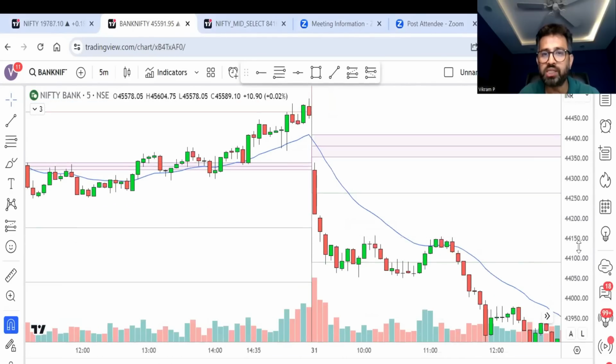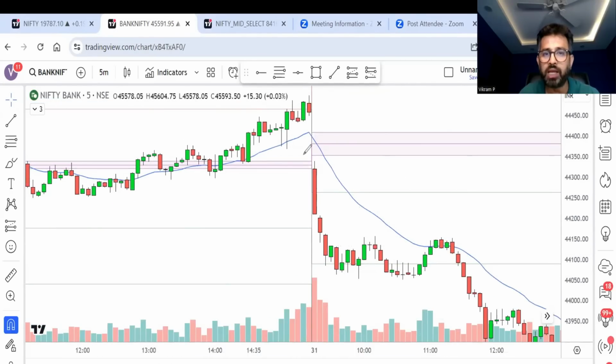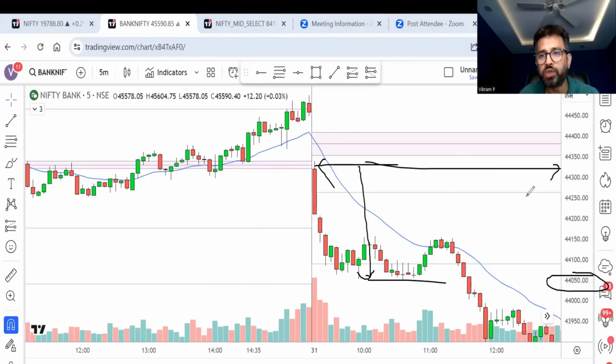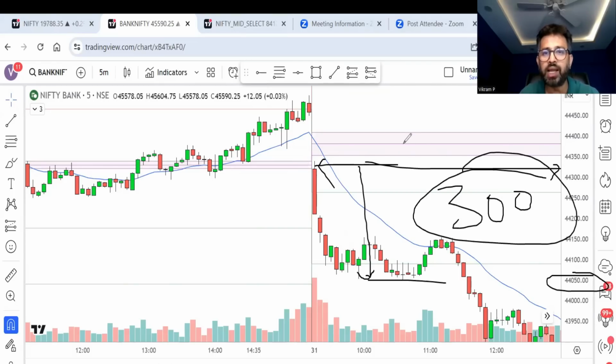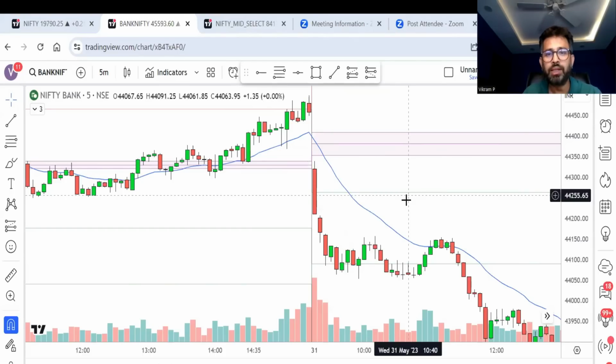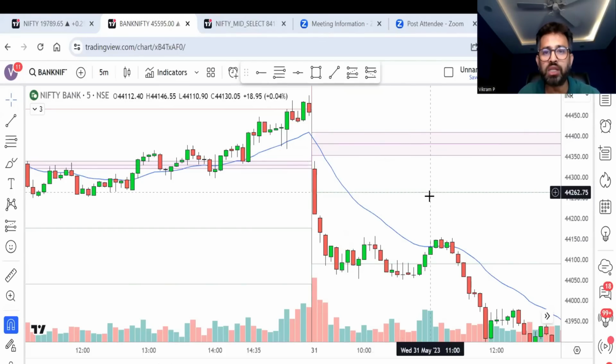30th, 31st, you can see that it's a wide initial balance because it opened here, and at the end of the 12th candle, it made this kind of move, right? How many points? 44,050 till 44,300, around 44,350. So around we will take 300 points, because earlier I said if it is 300 points, then I'll consider it as a wide initial balance. But what happened?